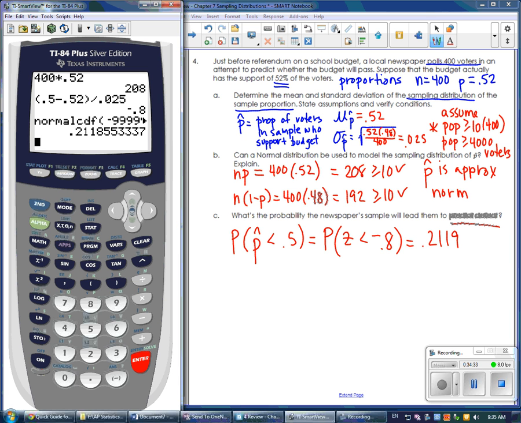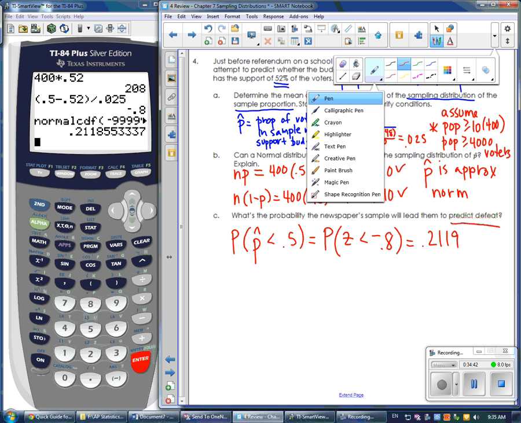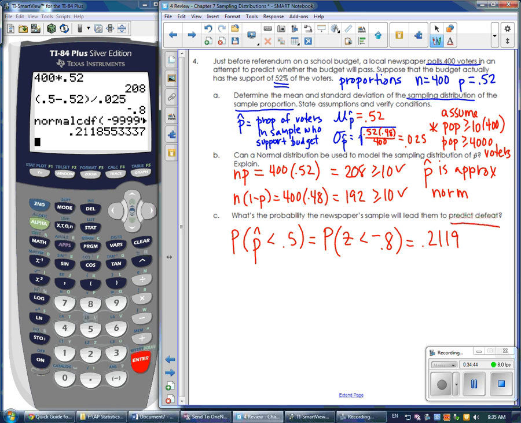So let me highlight the things that I need to see when I'm grading, because I think this might also help. Let me find my highlighter. Okay, I want to see a definition of the random variable. If you're looking at p hat, you want to make sure you define it as the proportion of voters in the sample. If you're dealing with individuals from a normal distribution, you'd call it x. If you're calling it individuals from a binomial distribution, again, you would call it x.